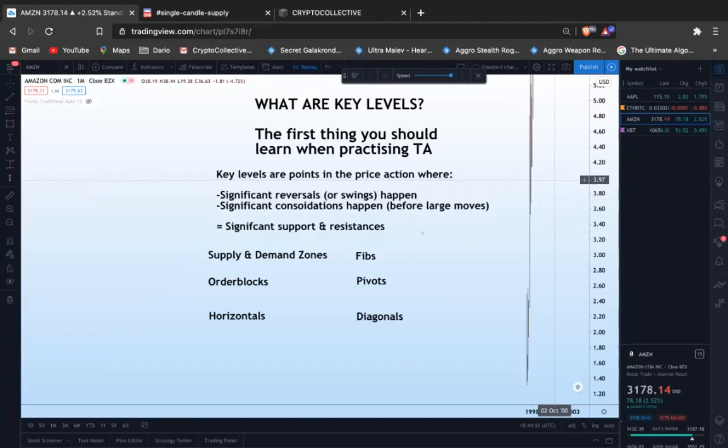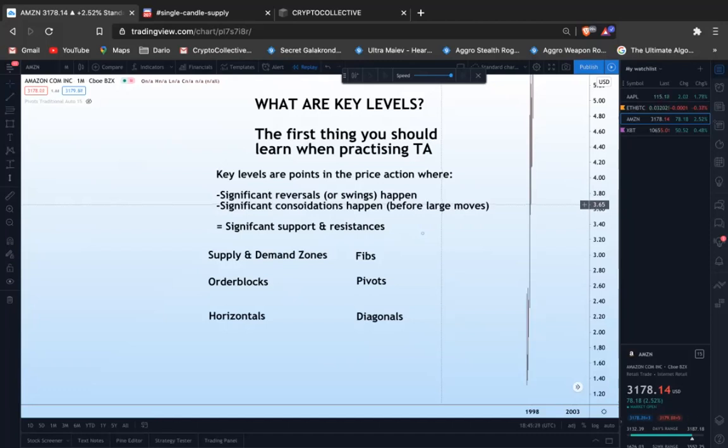I just wanted to give you a really brief video on how to use and identify key levels. Now, if you're a beginner in trading and investing, one of the most important things you're going to learn is support and resistance. But if you don't know how to use it properly, it's pretty much going to be worthless to you. So the key takeaway of this video is how to identify the key areas where price is going to react to. We call them key levels.